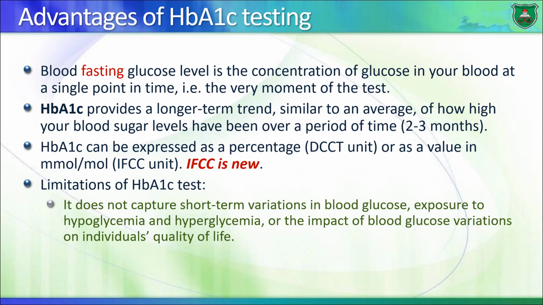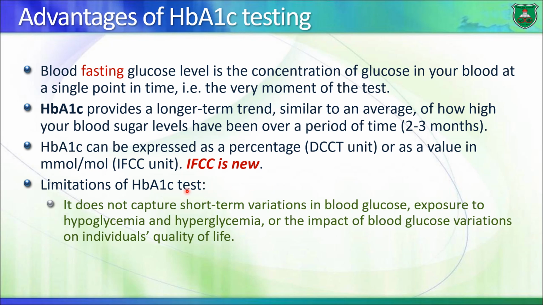Now, the level of glycosylated hemoglobin can be expressed in different ways. Now, the old way is known as the DCCT, using DCCT units, and usually they are percentages. Now, the new method of expressing level of glycosylated hemoglobin is known as the IFCC method.